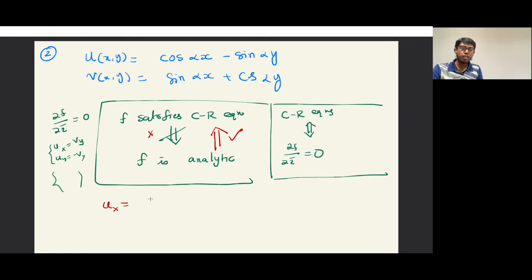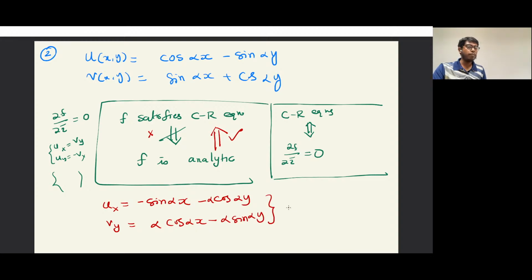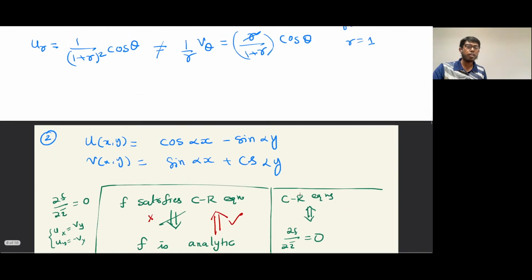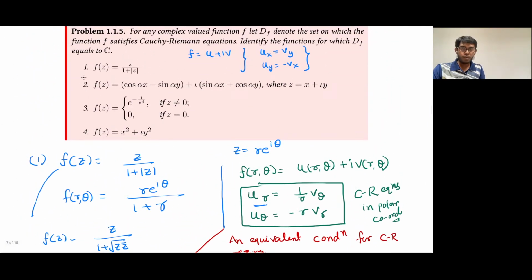What is ux? Ux is sine alpha x minus sine alpha x minus cosine alpha y. Alpha will be there. And what is vy? So vy is alpha sine alpha cosine alpha x minus alpha sine alpha y, and they are not same for every value. So of course this is also not a correct option. So this is also false. So this is not true. Let's see the fourth one that looks less complicated.